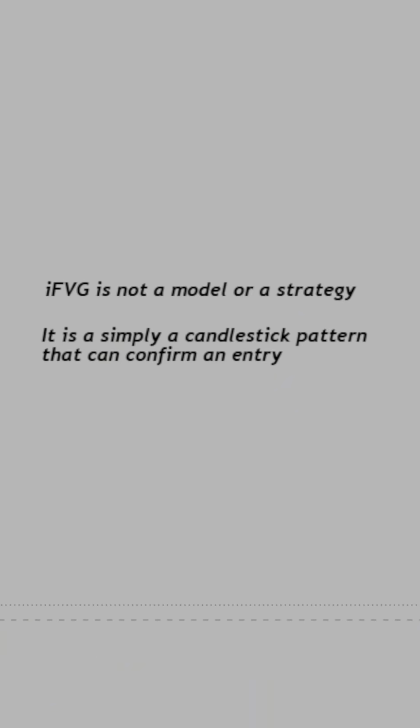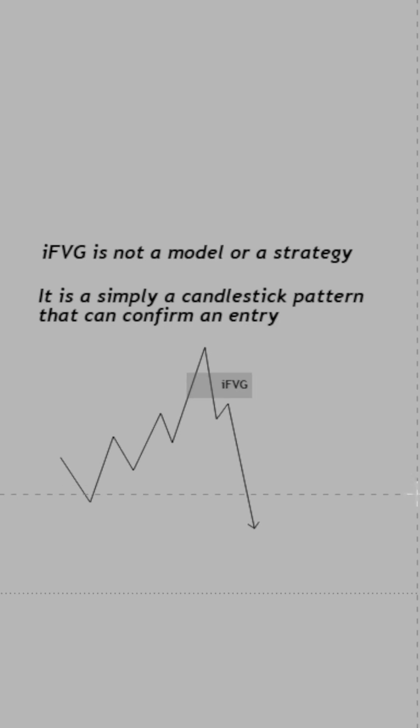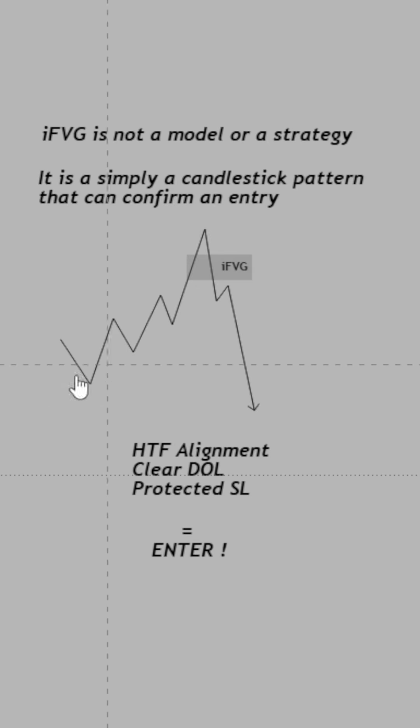IFVG is not a model. It is not a strategy, right? It is simply a candlestick pattern that can confirm an entry, and your inversion fair value gap is not what moves the market, right? I have these three things aligned, right? My bias, my clear draw on liquidity, and my protected stop. I just have to click the button.